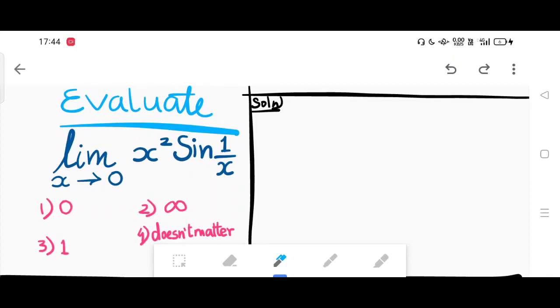This question is actually not solvable using the limit laws, because there is no way in which you can solve it in that way. So what we are going to use here is the sandwich theorem. First let's see what the sandwich theorem is, and then we'll get back to the solution.